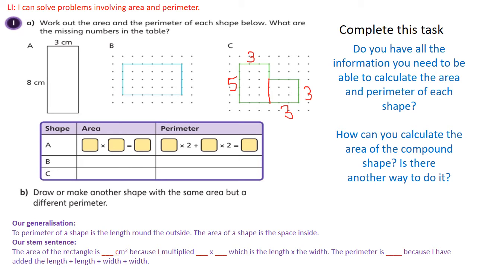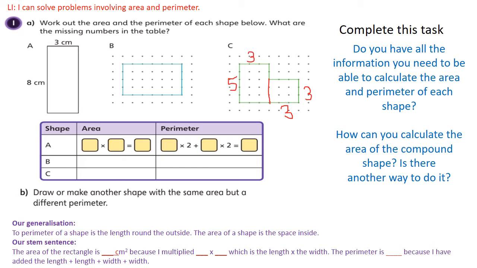So we've got 6 for the width, and we've got 4 for the length. Or the other way round, it doesn't matter. So again, in B, you're going to times those two numbers together for the area. And then for your perimeter, remember you've got 2 times 6 and 2 times 4 and add them together.